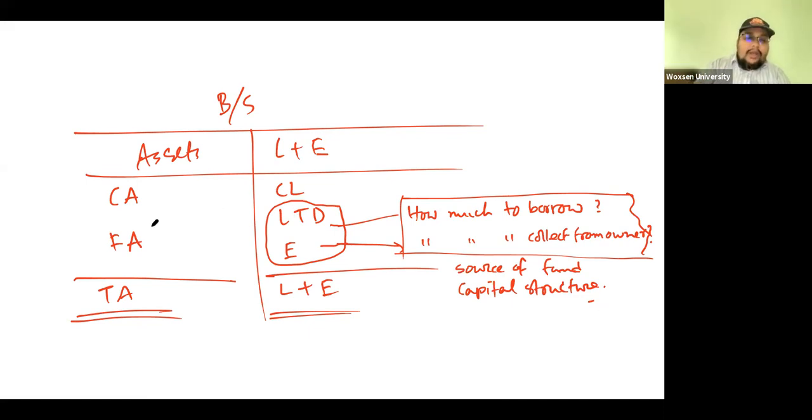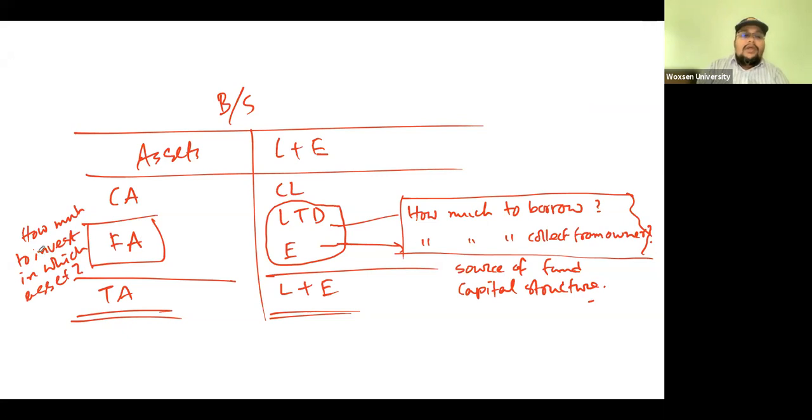Now, another portion is fixed asset. How much to invest in which asset? This portion is the utilization of fund. Utilization of fund has a name called capital budgeting.